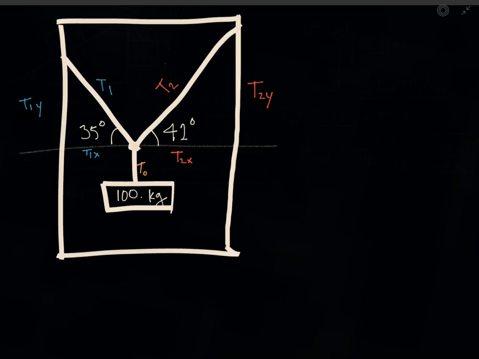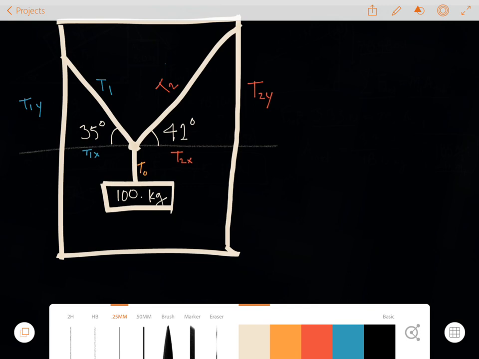So it's going to have tension one, and it's going to have two components of that tension. The y component of tension one, T1y, and the x component of tension one, T1x. The tangent of the ratio of T1y and T1x is 35 degrees. I have the same thing with 42 degrees in red on the other side for the second cable. And we have T0 at the bottom there, which is the tension of the little rope connecting from where the two different ropes meet to where the package is being hung.